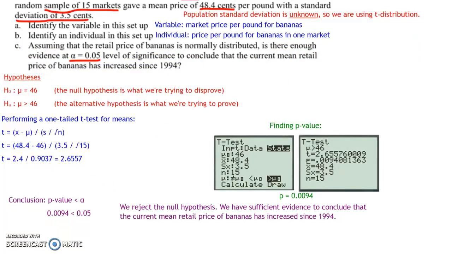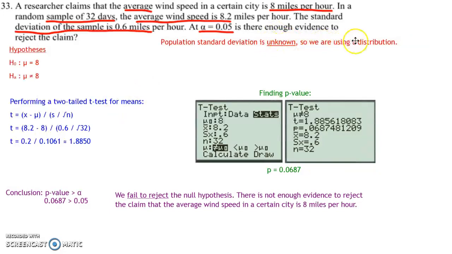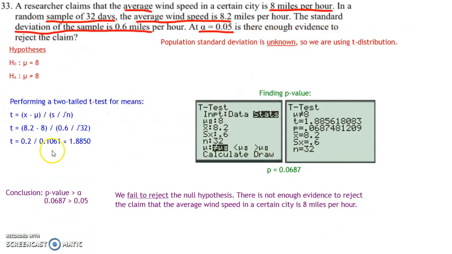Shouldn't be that difficult. Looking at question number 33, remember, the context is important, but at the same time, all of these contexts boil down to the same type of concept. We're writing down hypotheses. We're performing some kind of test. Every time it's population standard deviation unknown, we use a t-test. If we are doing proportions, if we're doing p-hat, we would use a z-test. In this case, it's a two-tailed t-test because we're using unequal to. In the previous example, since we were using greater than, it's a one-tailed test. The particulars are not that difficult.